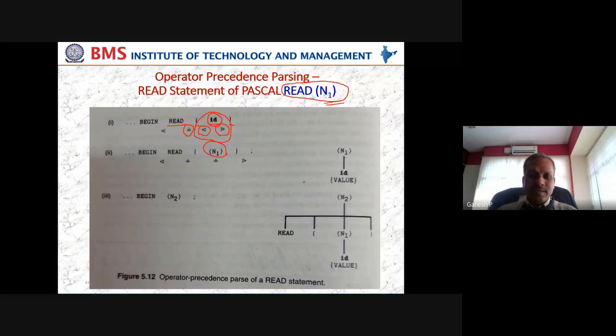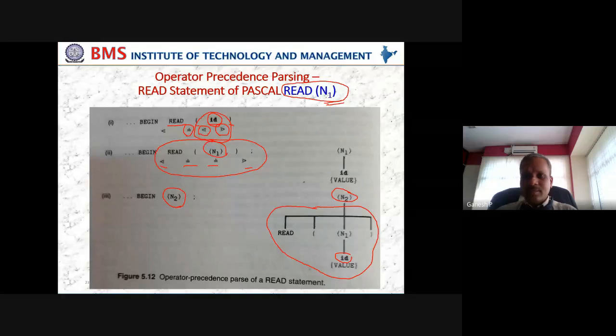If that is the case, it is valid. At the end of reading the entire statement, I see everything between less than and greater than and also with the equal parenthesis, so I can replace that with another non-terminal, because in the bottom-up approach the last one should be a non-terminal. To provide that understanding we have written it as n2. Otherwise, this is the parse tree required for our given input: read left parenthesis n1 right parenthesis, where n1 is an id. This is the parse tree for operator precedence parsing for the given read statement.